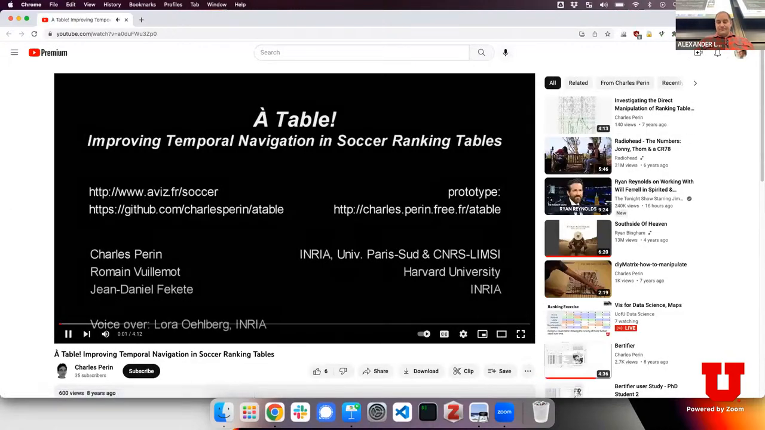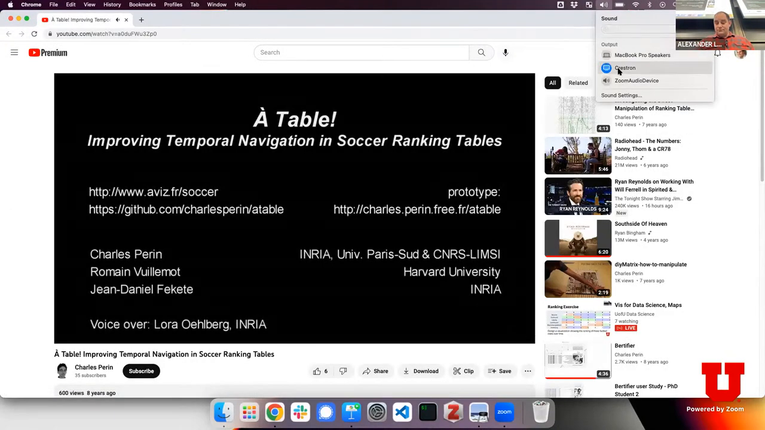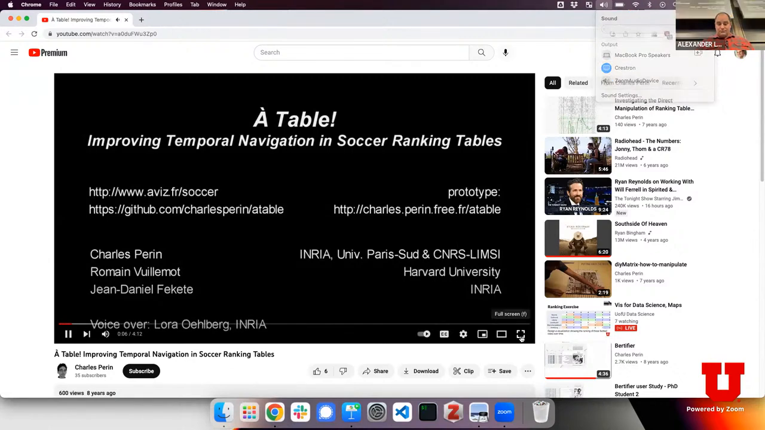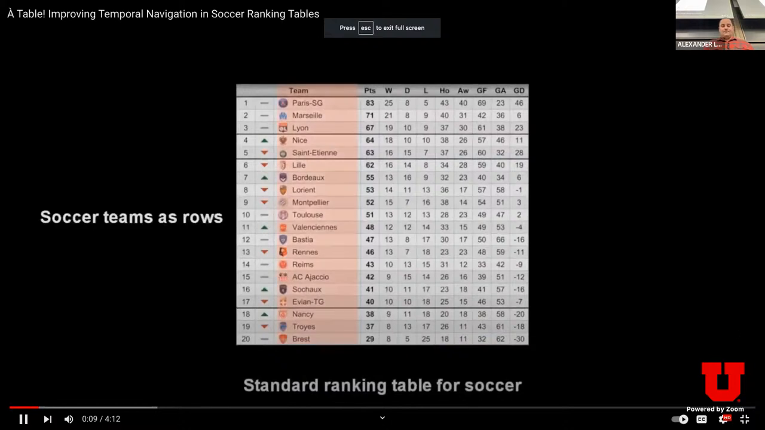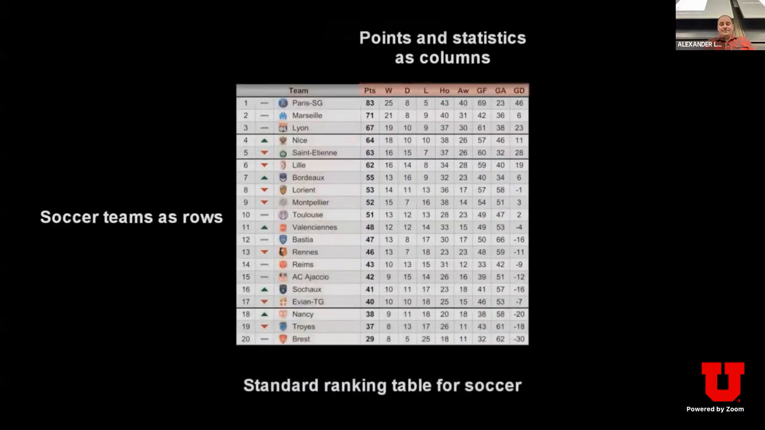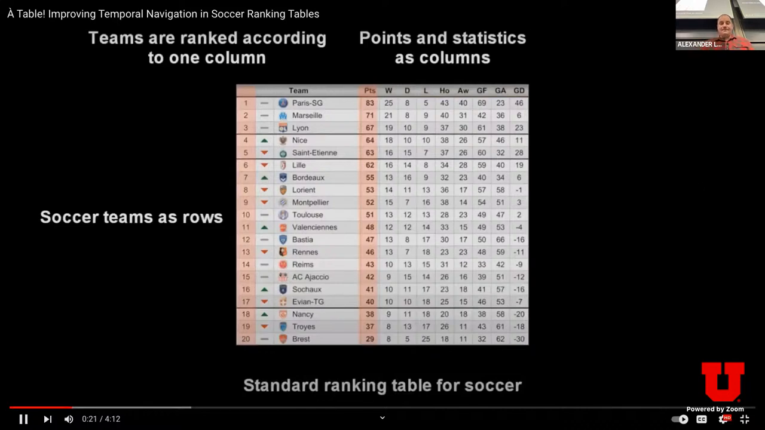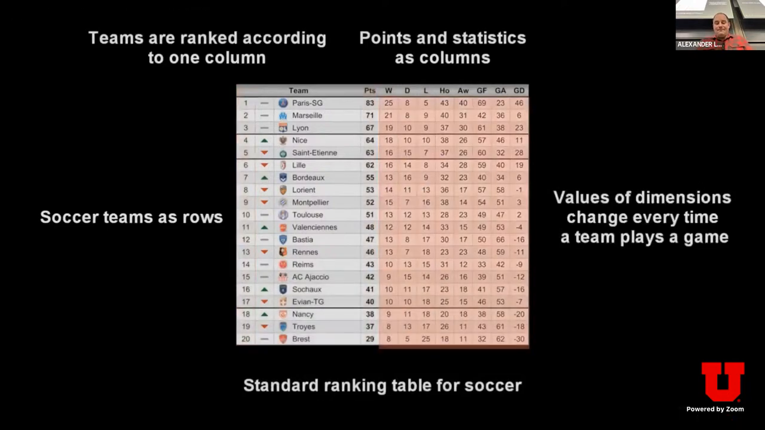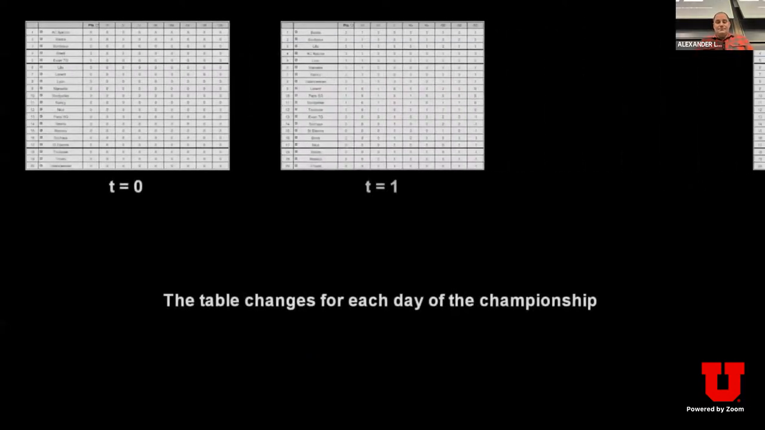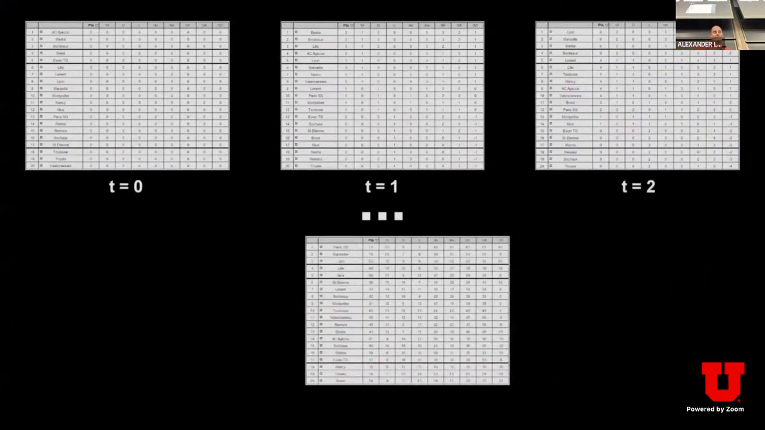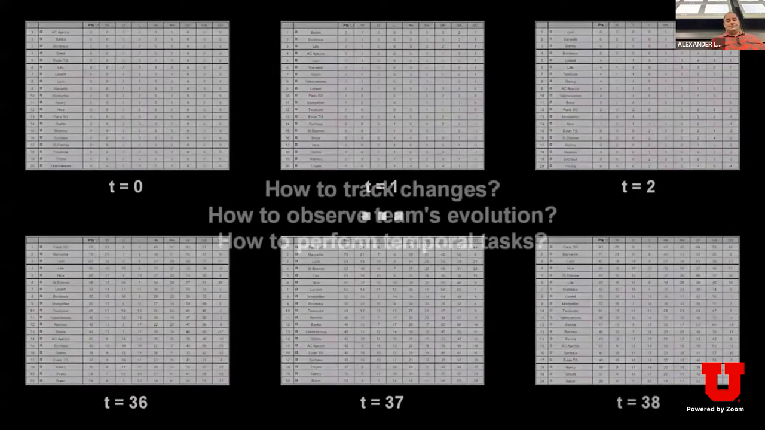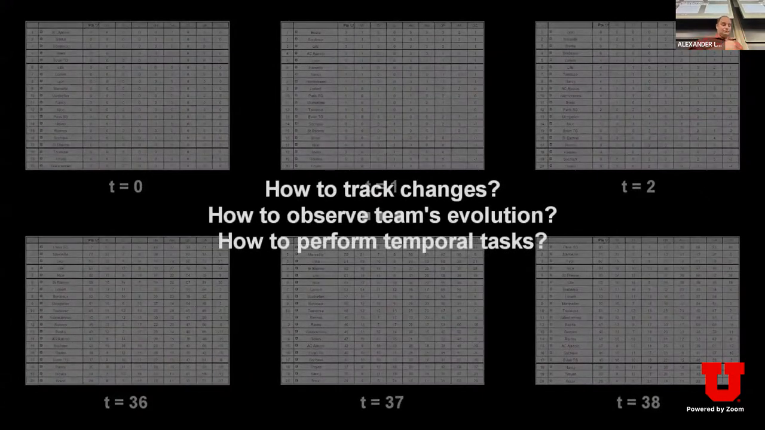We present A Table, an interactive table improving temporal soccer ranking. Standard ranking tables for soccer championships place teams in rows and points and other statistics in columns, such as the number of wins or the number of goals conceded. Teams are ranked according to one column, by default the accumulated number of points. In a championship, the values of the dimensions for each team change each time a team plays a game. Thus, the table contents and row ordering change each day of the game. Without visual help, it is almost impossible to track changes, observe teams' evolution, or generally perform temporal tasks.